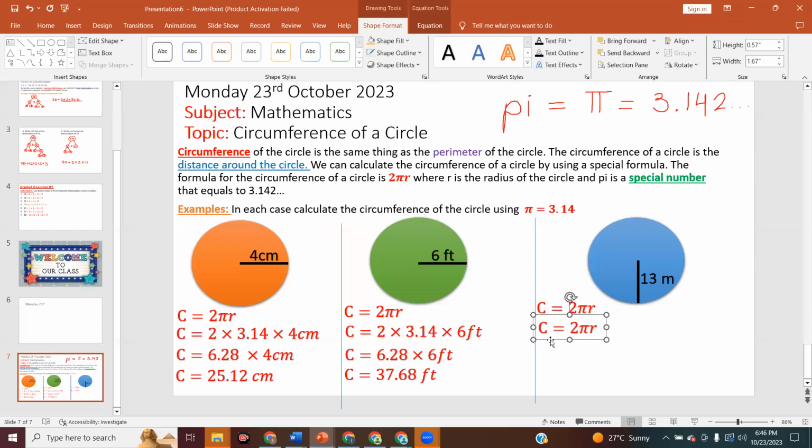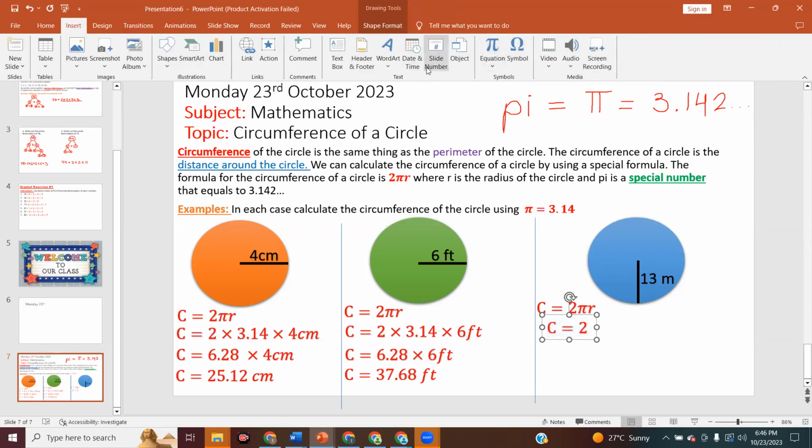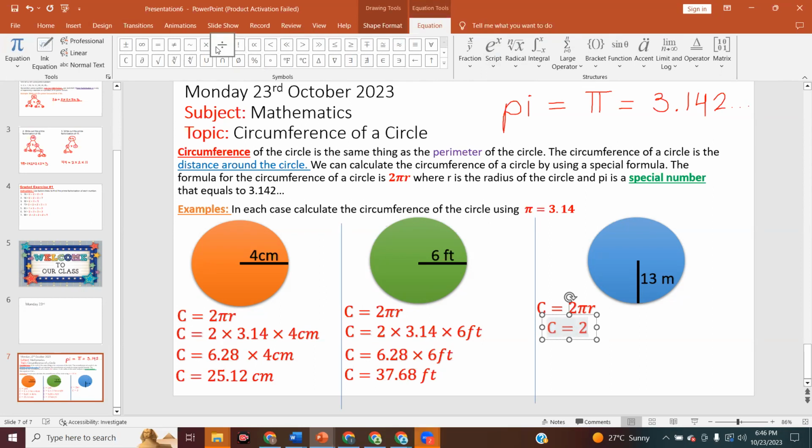So C is going to be equal to 2 multiplied by 3.14 multiplied by what? 13 meters. Why are we using 13? Because 13 is the radius. Very good, because 13 is the radius.